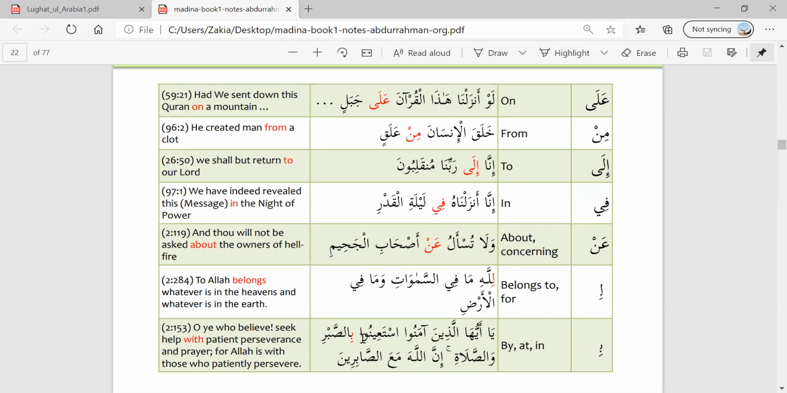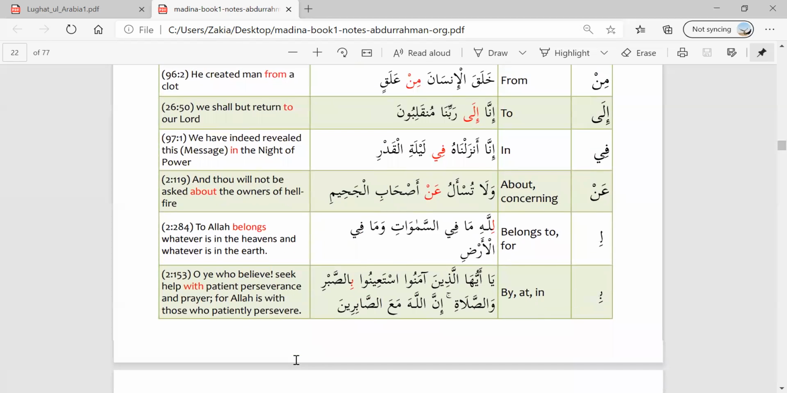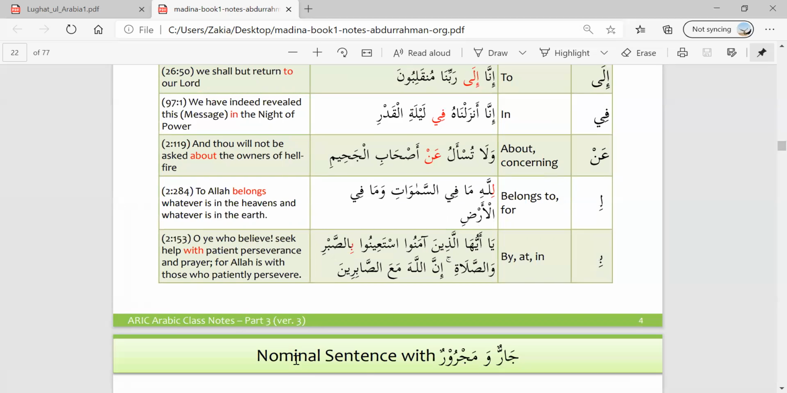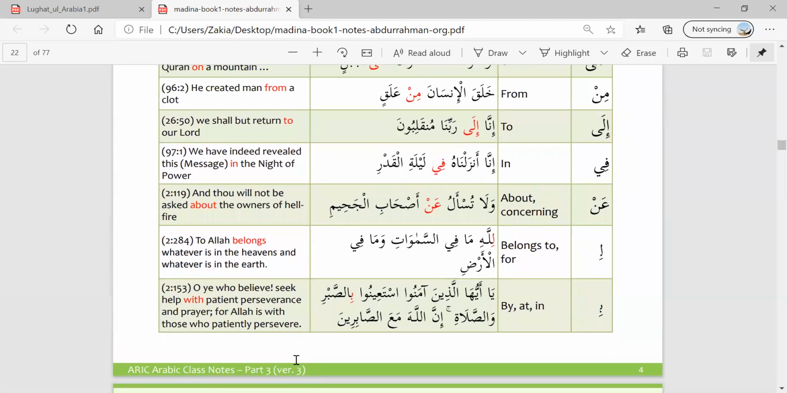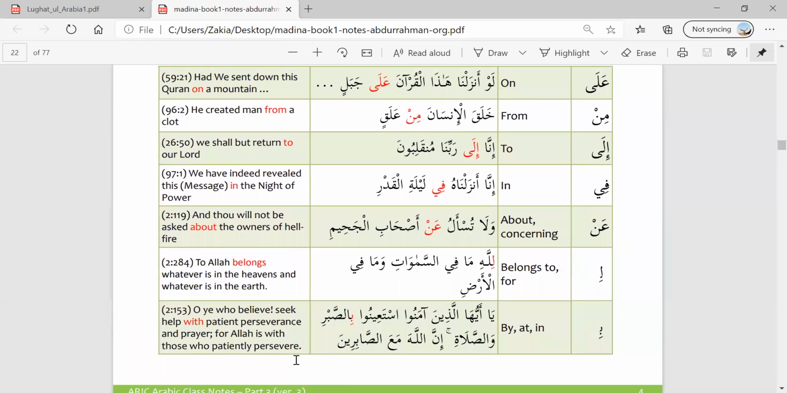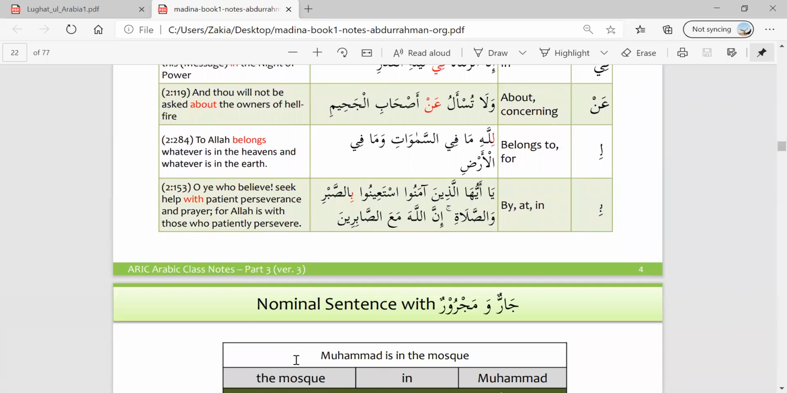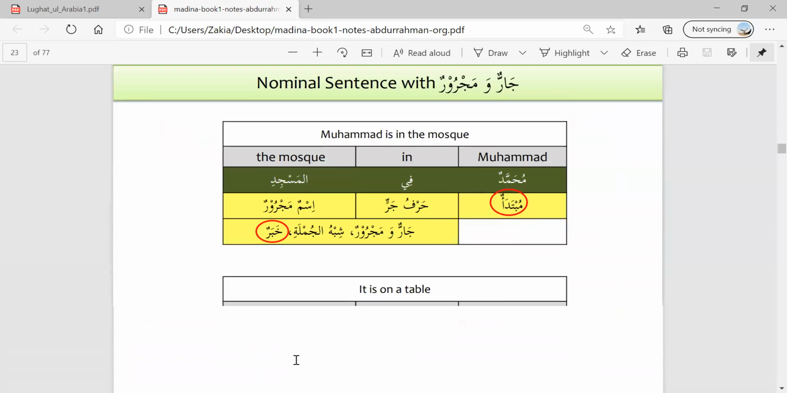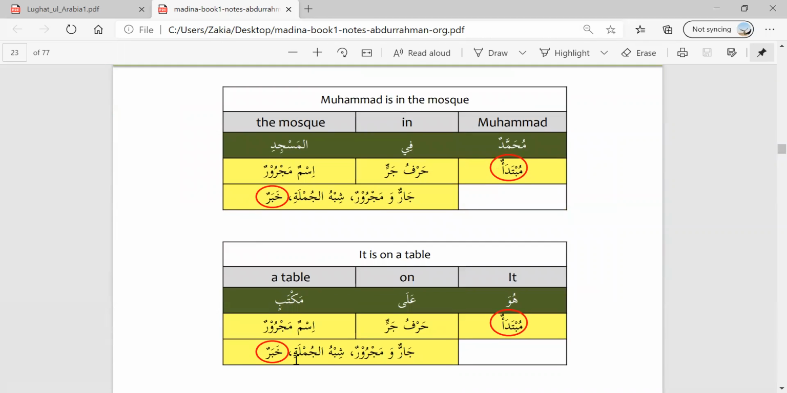Okay, and then you have bis sabr. Ya ayyuhalladhina amanu sta'inu bis sabri was-salah. Inna Allaha ma'as sabirin. Allah is indeed with those who are patient. So you need lots of patience in this course. So those are some of the prepositions that we've looked at that have been used in the Quran, inshallah. Obviously, once you start reading more of the Quran, you will notice more of these. So we will use these in sentences, and I will show you how to construct a sentence, or your teacher who you have live sessions with will inshallah go through them with you.